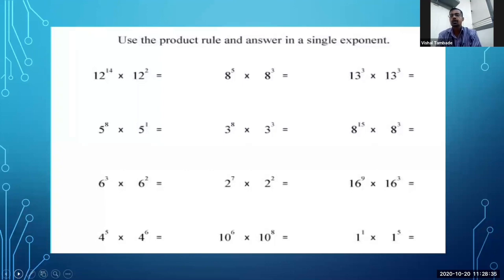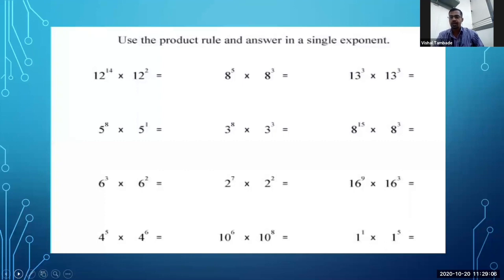Okay, next one. 13 raised to the power 3 multiplied by 13 raised to the power 3. 13 raised to the power 6. Very good. Because you have to take the base 13 one time and add the powers, 3 plus 3 is 6. Then the final answer is 13 raised to the power 6.